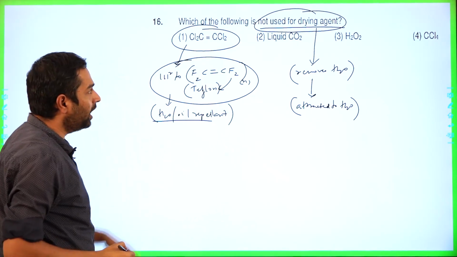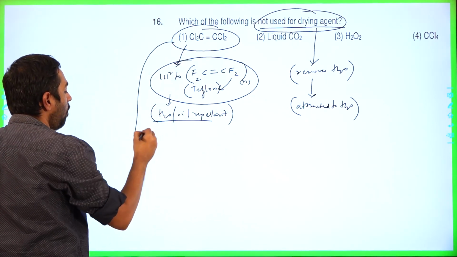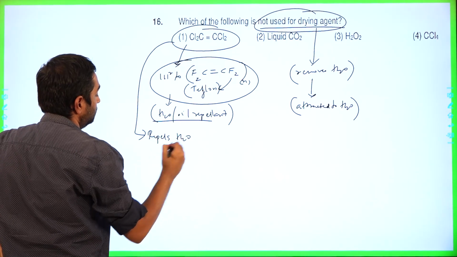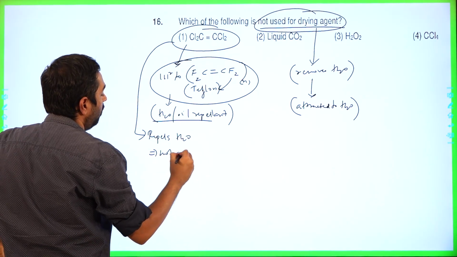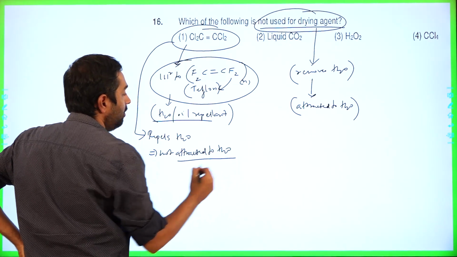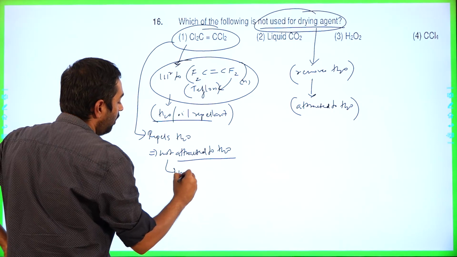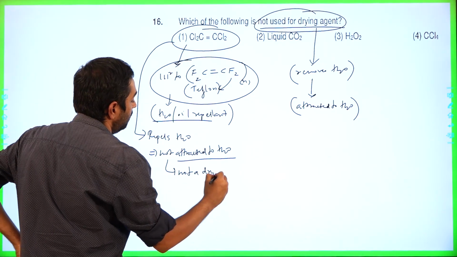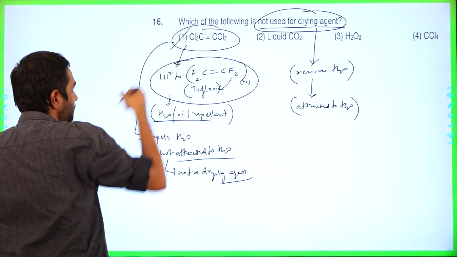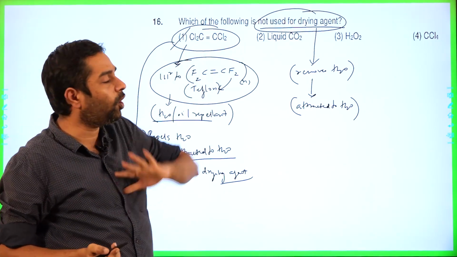Which means if I'm looking at properties, I expect this guy also to be repelling water, which means not attracted to water. Which automatically tells me it is not a drying agent, according to the definition which I have chosen here, which means this is the answer. Let's check out the other options also.